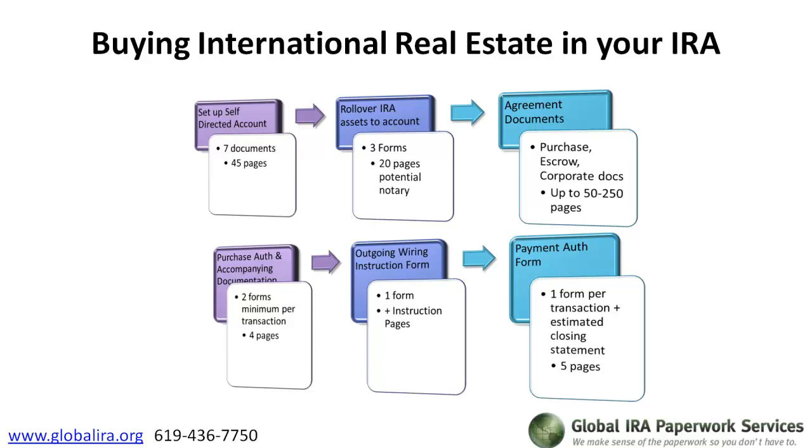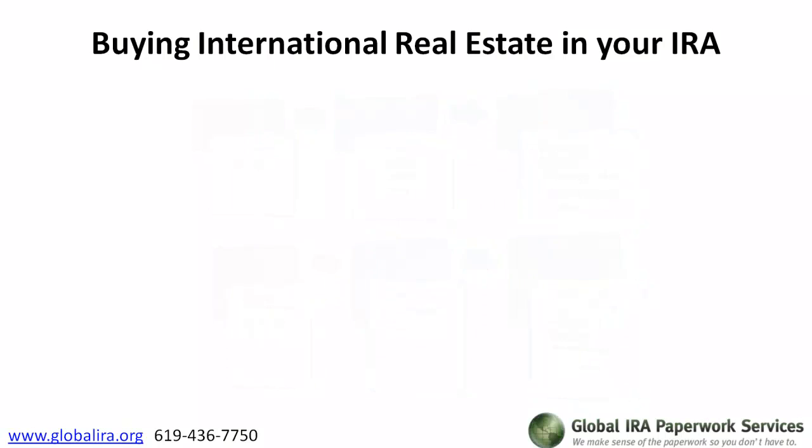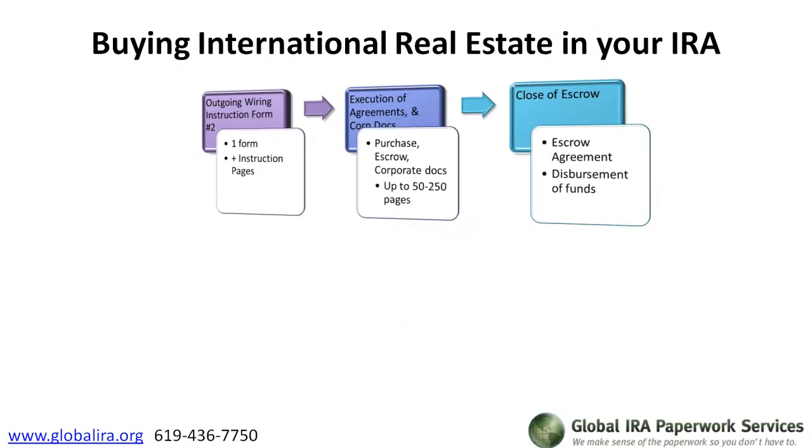I've got to have those outgoing wiring instruction forms. That's not a big deal, but I, again, have seen instances where that has completely shut down a transaction, along with the payment authorization forms, making sure that the payment comes out of the escrow properly and comes out of the IRA properly.